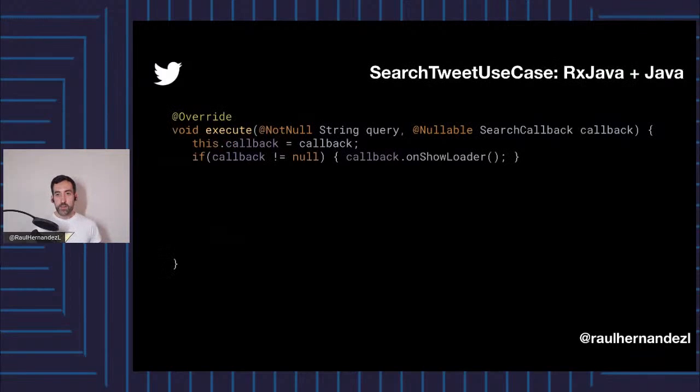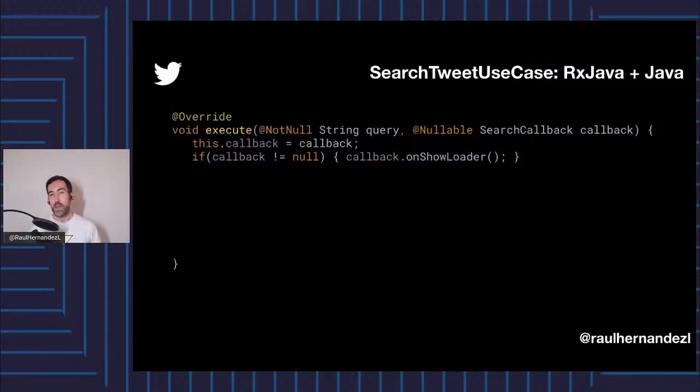Then for RxJava, the difference is RxJava plus Java. So I am executing this from the use case. I pass the query, I have the callback initialized. I check that the callback is not null, and then if it's not null, I pass the callback and show this dialog that I have at the very beginning when typing the query. That's the loading state, and then the callback does the on-show loader.